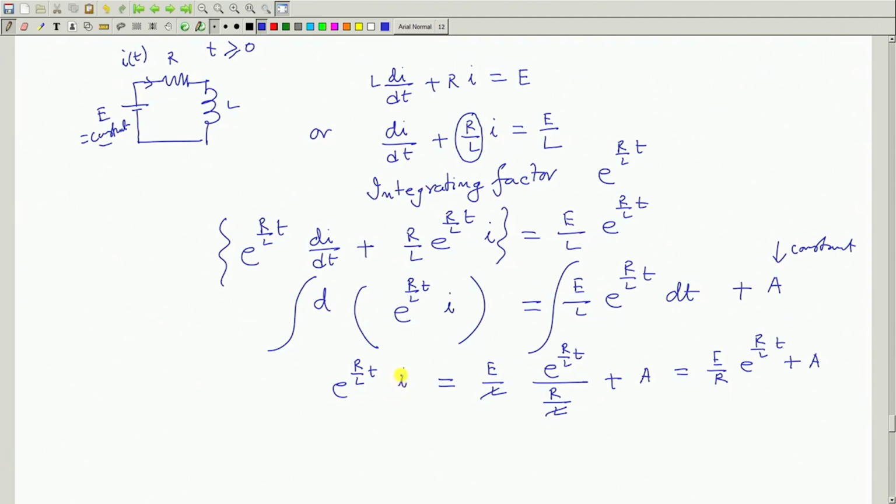I have to solve for I(t), therefore, I multiply both sides by e to the power minus (R/L)t, both sides.